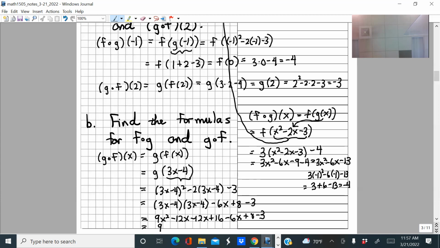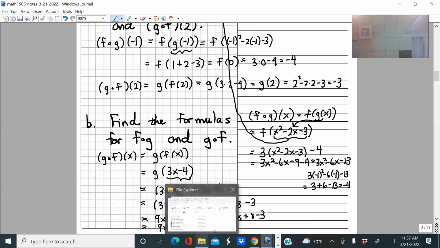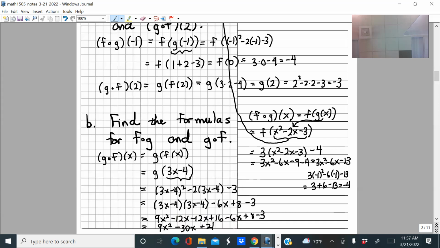So we have 9x squared. How many x's do I have here? Minus 12 is minus 24. Minus another 6 is minus 30x. And then my constants are 16 plus 8 is 24. Minus 3 is 21. So it looks like that. Did y'all get that? 9x squared minus 30x plus 21. Well, at least hopefully you were on the way to this, if you didn't get quite through all of that.